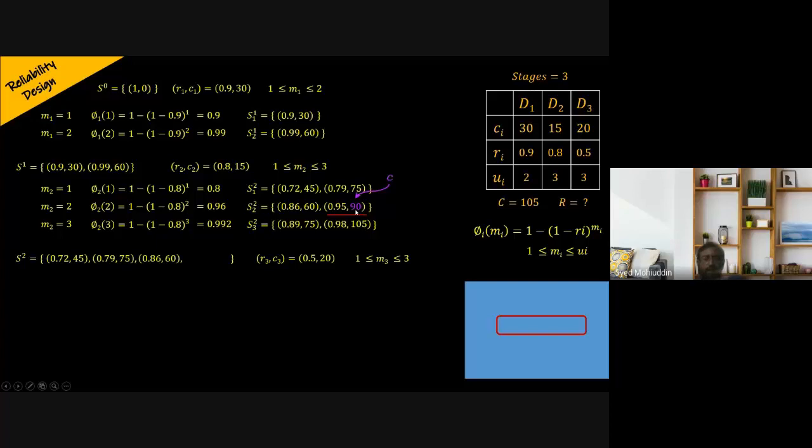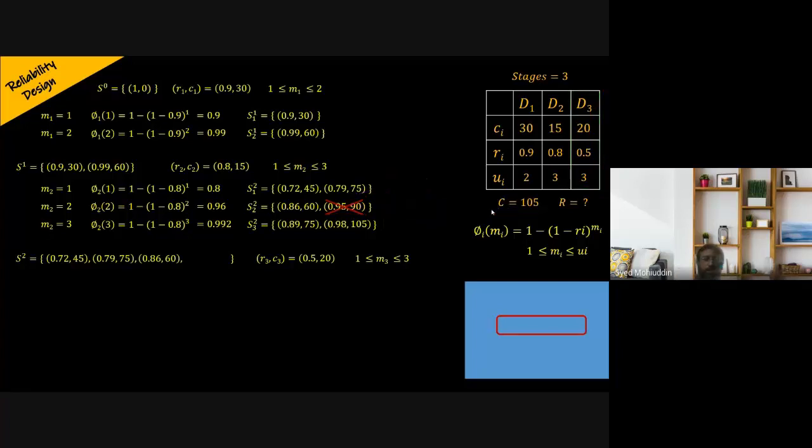Now, 90 is the cost we got so far. If I add the 20 to this 90, that is the cost of the third device, it becomes 110. And it is beyond C, beyond the total amount of money or cost I can spend, that is 105. So this tuple will not be considered. This element will not be considered. Because if it is considered, there will not be any way of adding device D3. So this is not going to be considered.